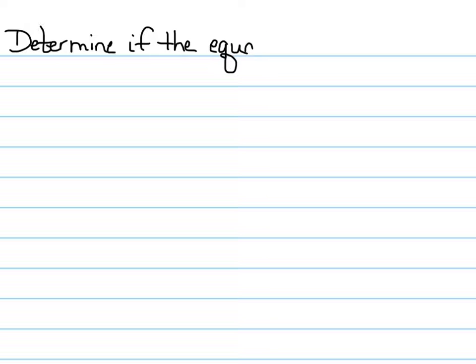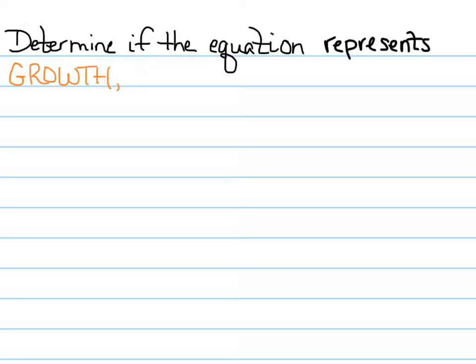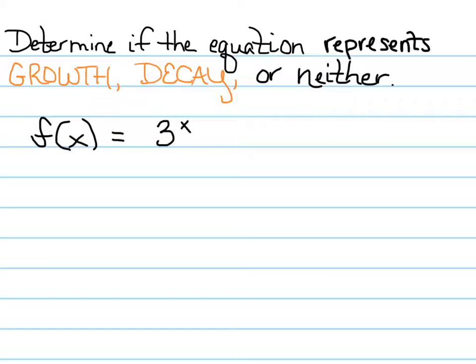So here are a few examples that we need to look at. Determine if the equation represents growth, decay, or neither. Okay, so the first example is 3 to the x. So what we want to inspect is the base. The base is 3. 3 is bigger than 1, and so it is a graph of growth.